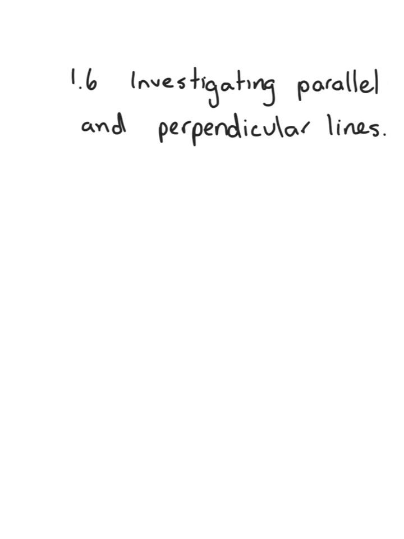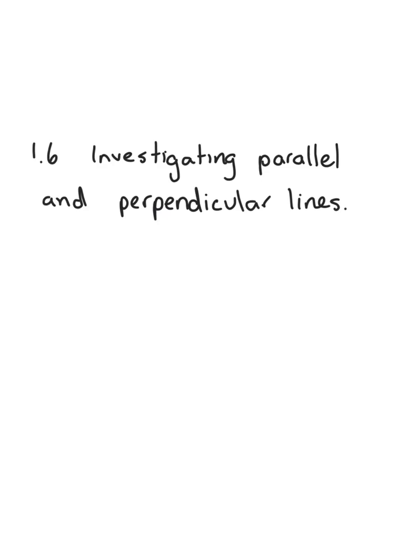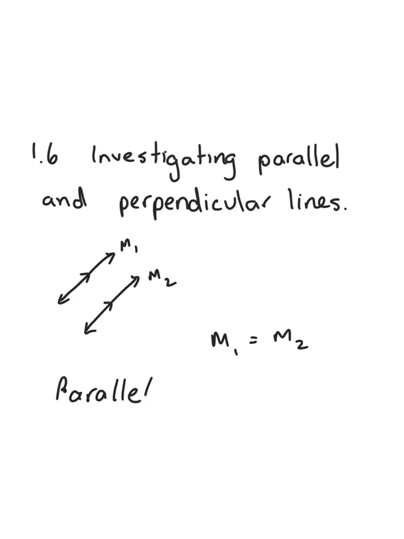Investigating parallel and perpendicular lines. Two lines that are parallel have the same slope or the same gradient. In other words, the gradient of line 1 will be equal to the gradient of line 2. Parallel lines share the same gradient. M1 is equal to M2.